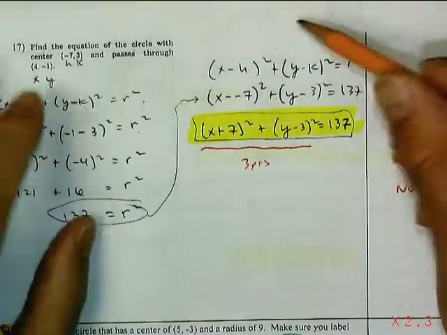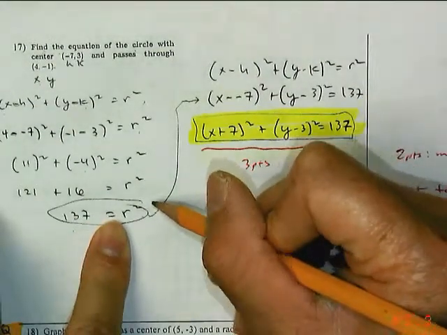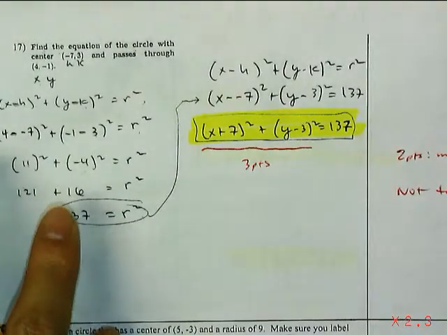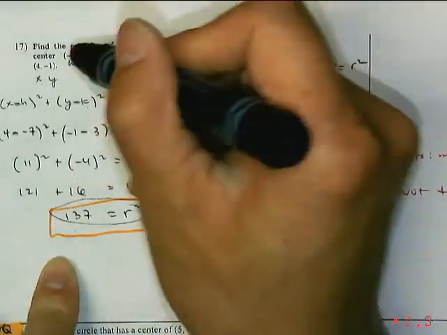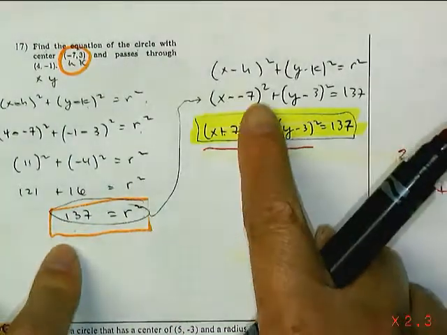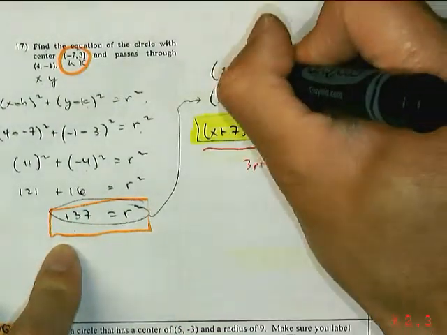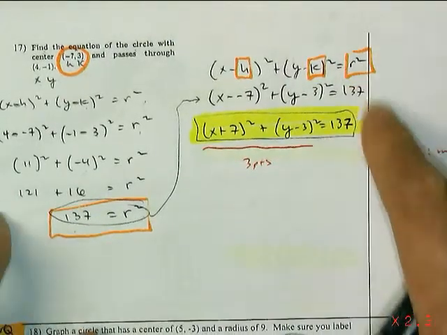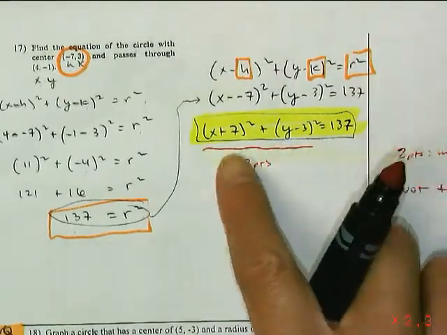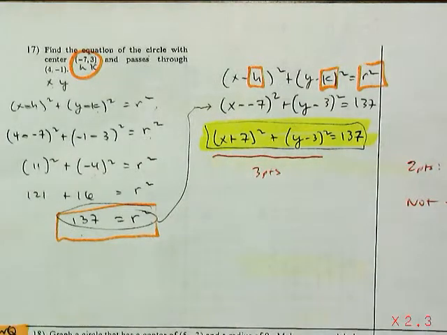So now I have my r value. You need your r squared value and your h and your k, and then you can just do your substitutions for your h, k, and your r squared, which I've done there, and this is your equation in standard form.